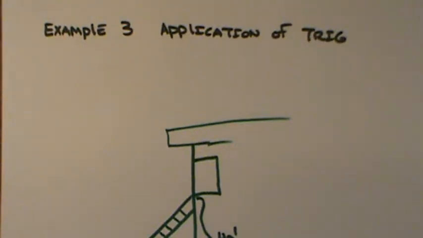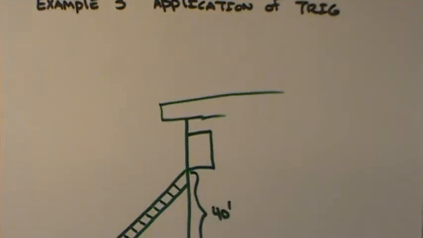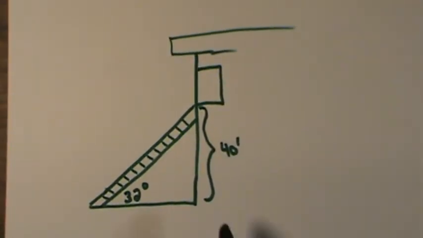Here I have a third example for using trig. This is an application of trig. So here's my crude drawing. We have a building with a little window here. Maybe it's Romeo trying to get to Juliet, whatever you have there.